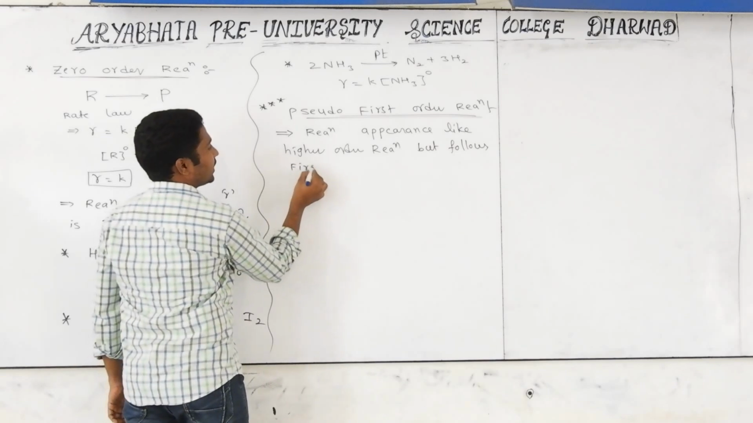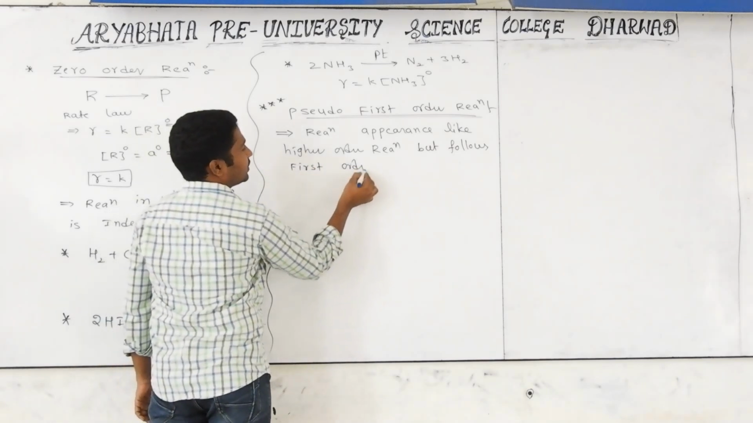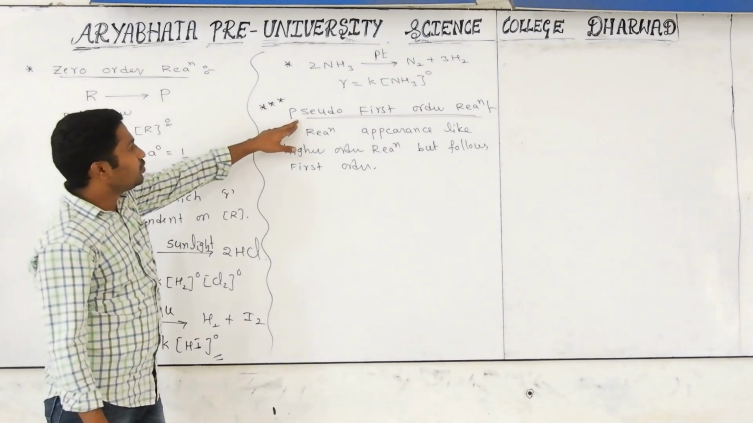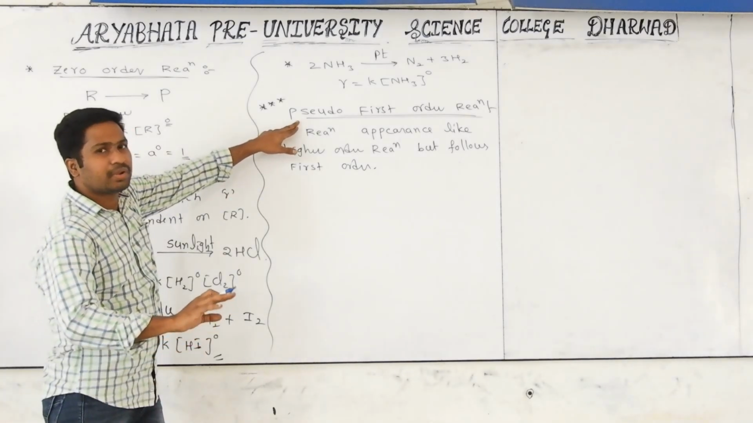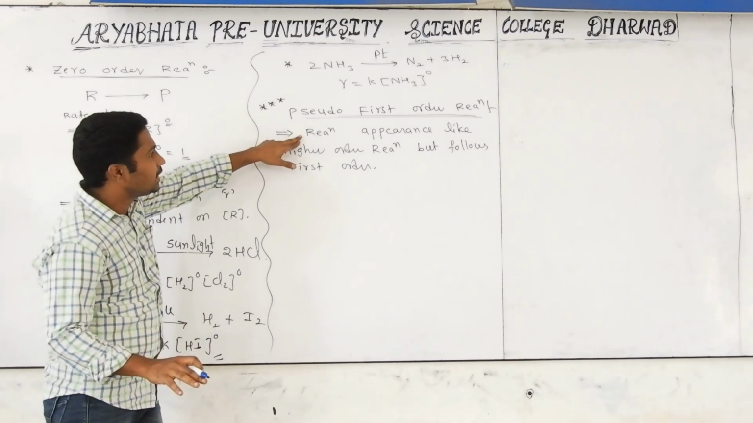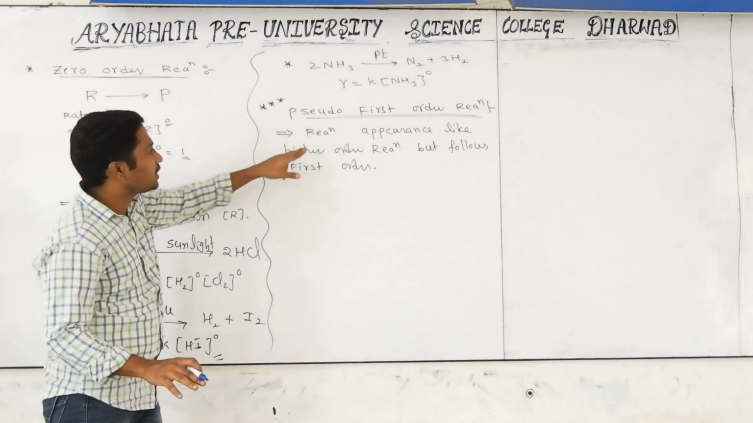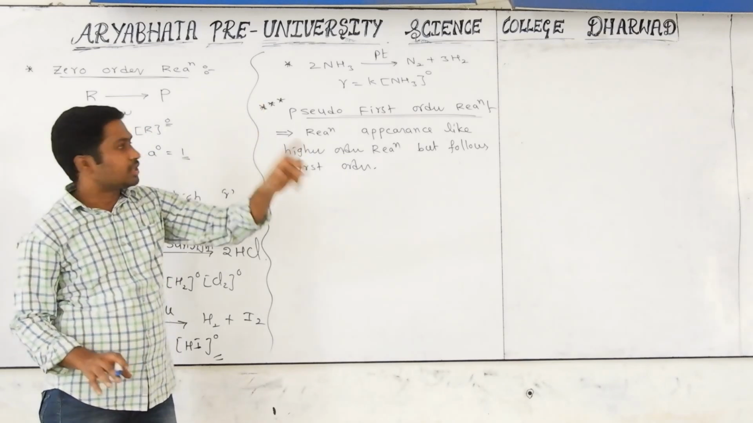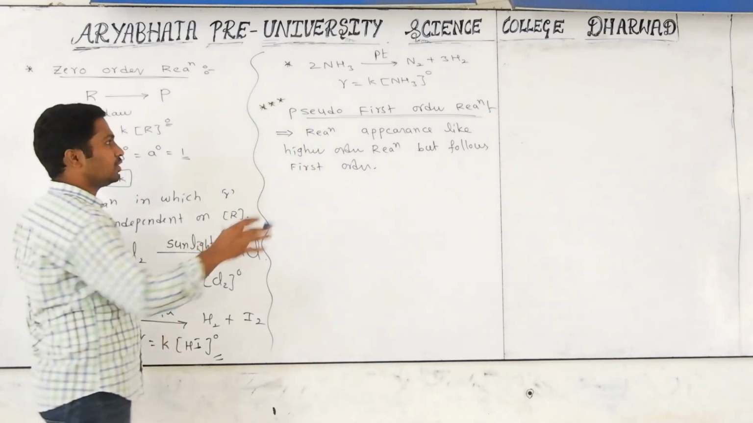First order kinetics. Such a reaction is called a pseudo first order reaction. Pseudo means it is not perfectly first order. A reaction which appears like a higher order reaction but follows first order kinetics is called a pseudo first order reaction.